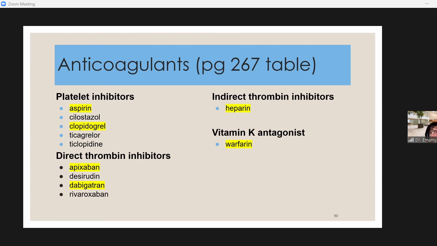So among anticoagulants, we have platelet inhibitors like aspirin, clopidogrel. They block platelets. Direct thrombin inhibitors like apixaban, dabigatran are good because you don't need to check any lab tests. For heparin, you need to check PTT, partial thromboplastin time. For warfarin, you need to frequently check PT and INR. But for apixaban, dabigatran, you don't need to check lab tests. Then we have indirect thrombin inhibitors like heparin, and we have vitamin K antagonists like warfarin.